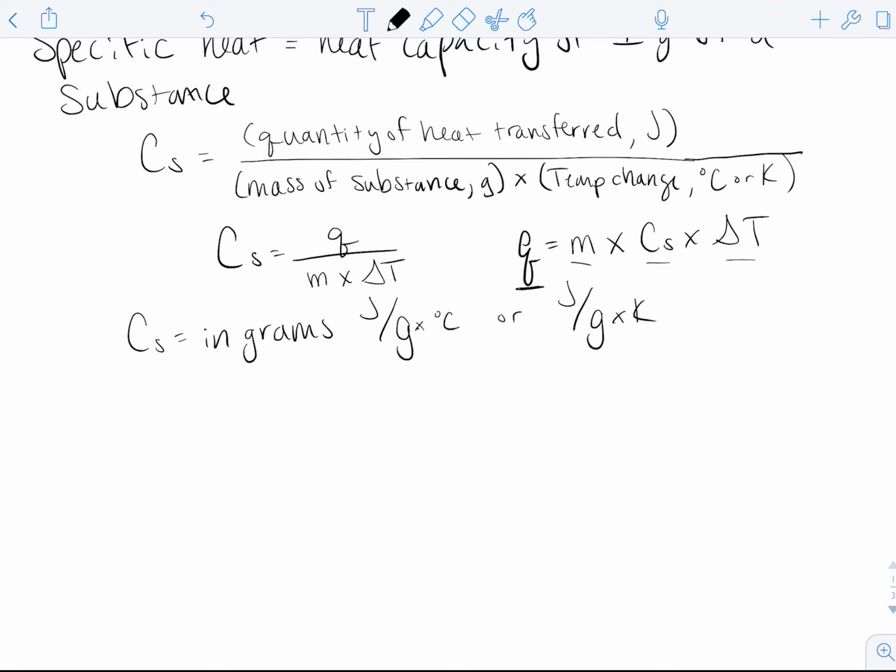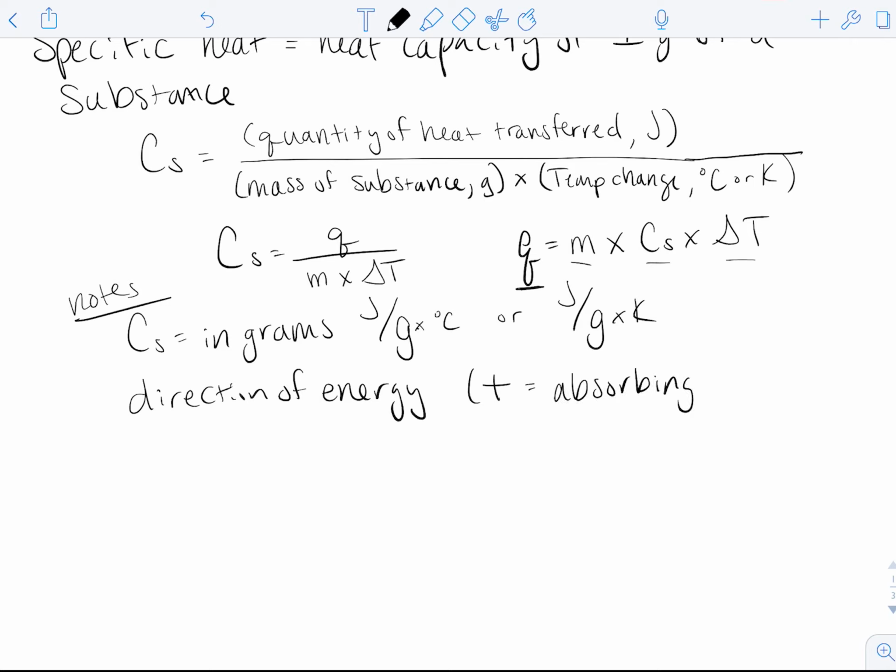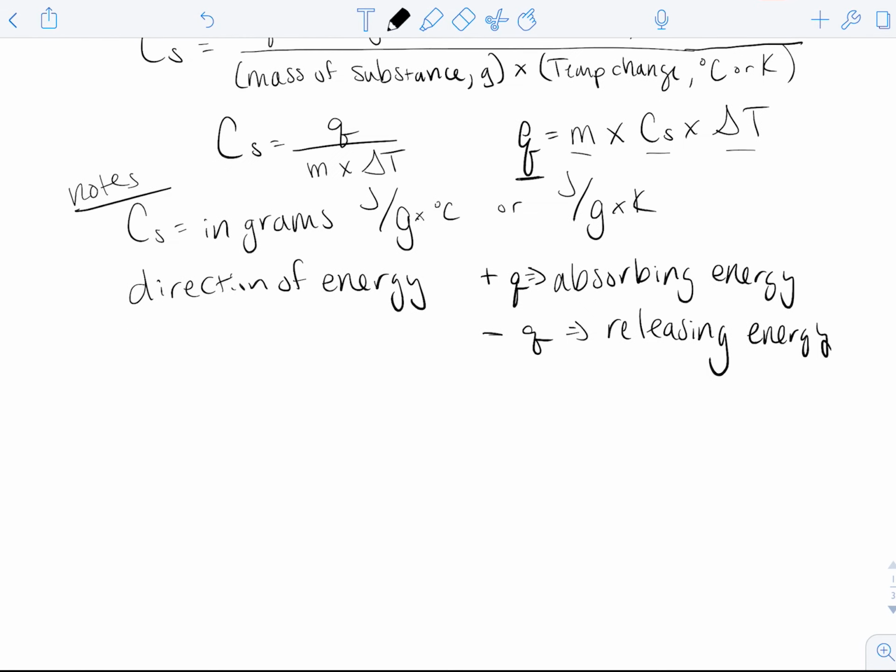So here's our notes. Also keep in mind your direction of energy, right? Positive is absorbing energy. So we'll have a positive Q, and then negative Q is releasing energy. Let me just write that a little bit easier. A positive Q is absorbing energy, a negative Q is releasing energy. Okay, so keep that in mind.